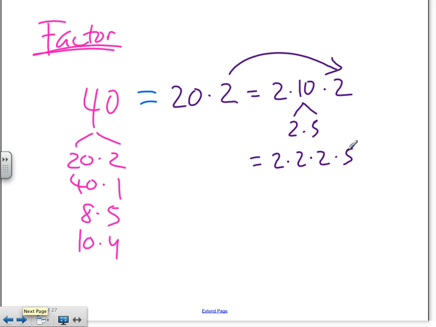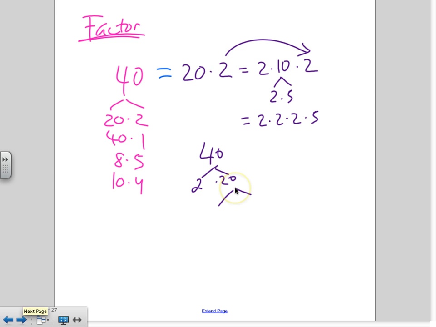Always check to make sure. And of course, people will love to do it this way. 2 times 20, and you would just go and break it down. Every time I see a prime, I circle it to indicate that I'm done with that branch. So 20 becomes 10 times 2, 2 times 5, prime, prime, and you get the same result. So I don't care how you want to approach this kind of problem, breaking it down. You can certainly use the factor ladder, the factor tree, doesn't matter. Okay? Any questions so far on how to do this?